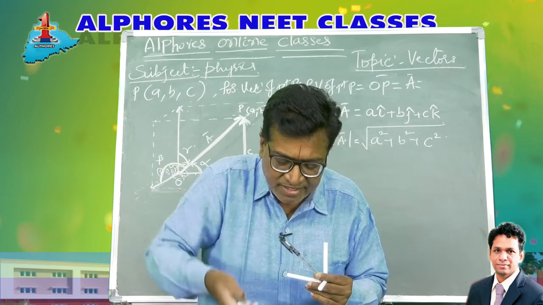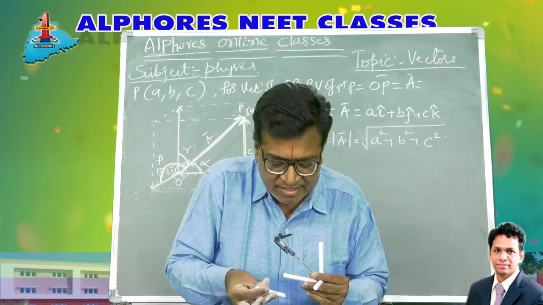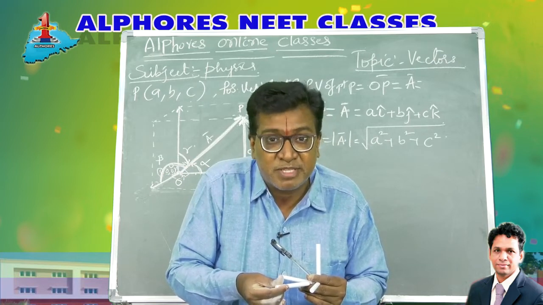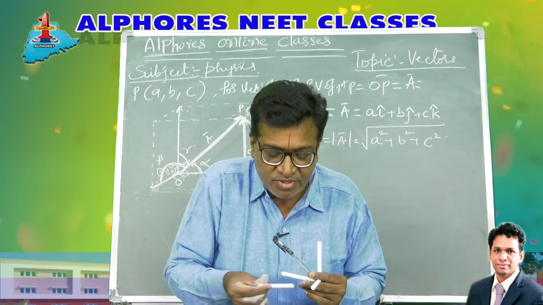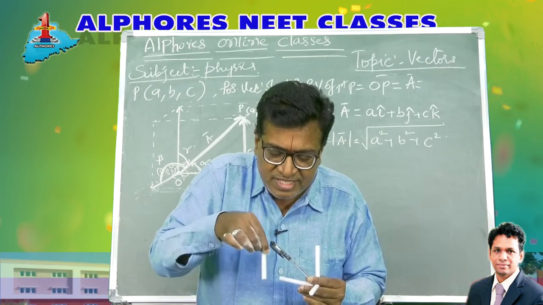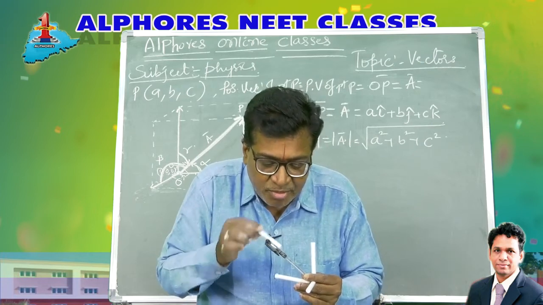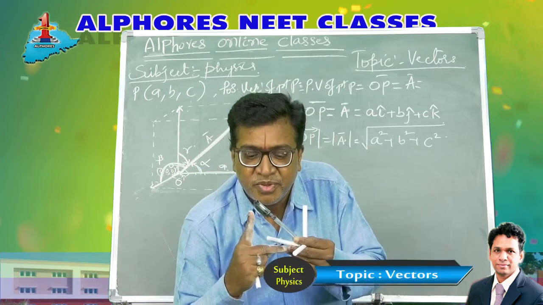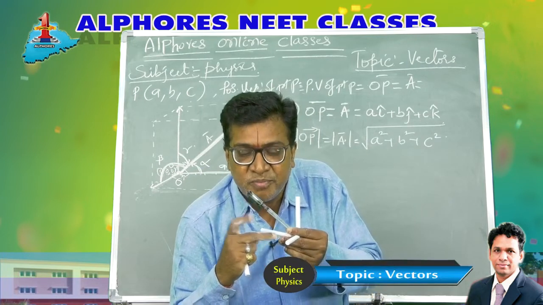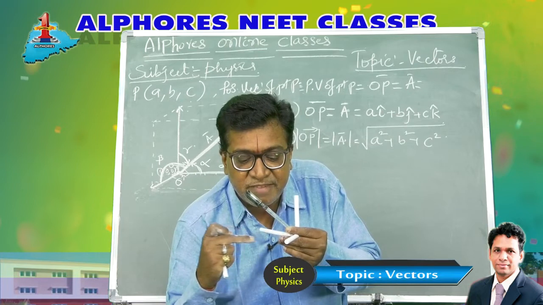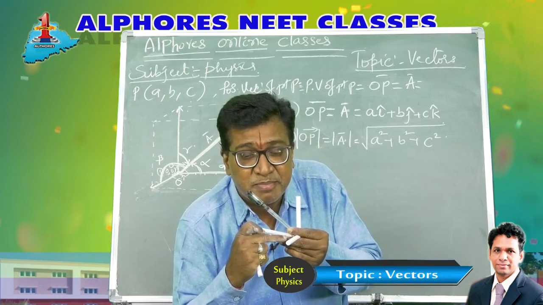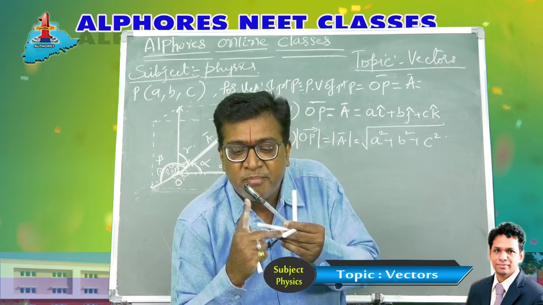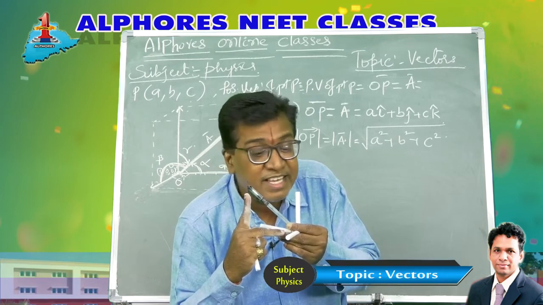If I imagine this as length and breadth, then this is the face diagonal, root of a square plus b square, right? Root of a square plus b square. To this, the height is c. Then the body diagonal is the hypotenuse of root of a square plus b square and c, these two. My middle finger represents the face diagonal root of a square plus b square. My forefinger denotes the height c.